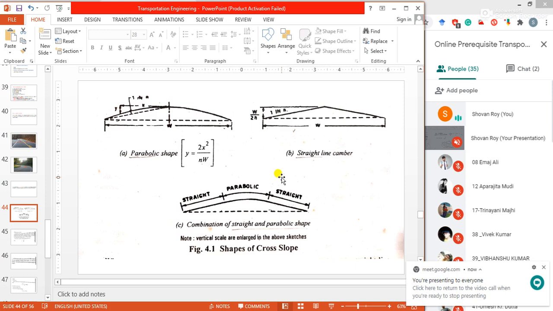Okay, the camber is given in parabolic, elliptic or straight line shape in the cross section. The camber may be parabolic, may be straight line camber, may be a combination of straight and parabolic shape. These three are the shapes of cambers.